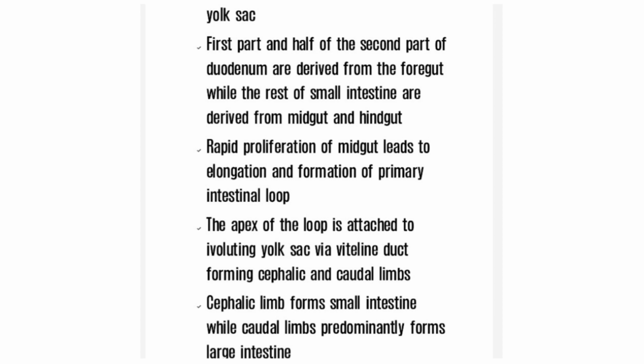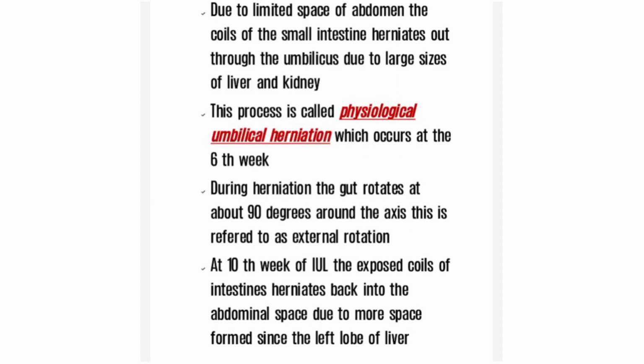Now we can flip the coin and move to the congenital anomalies of these parts of GIT. Before that, let me show you the slide pertaining the development of large and small intestine. Now, this is the slide which will accommodate the development of both large and small intestine. So the key things here are the periods of physiological umbilical herniation and what you call the hernia reduction.